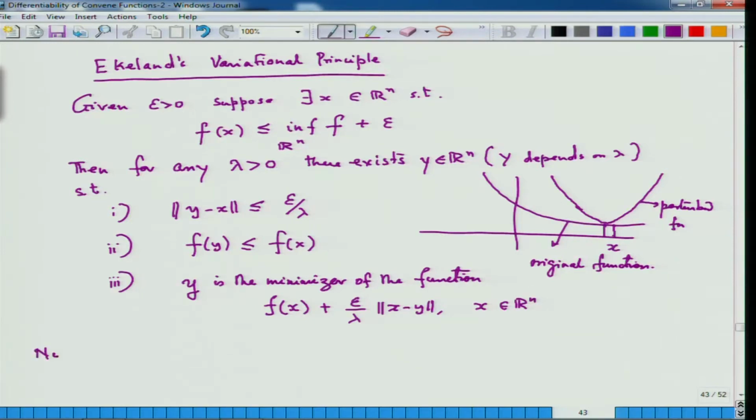Now, if f is convex and x star is an epsilon minimum, what can I say? That, and assume f is differentiable.